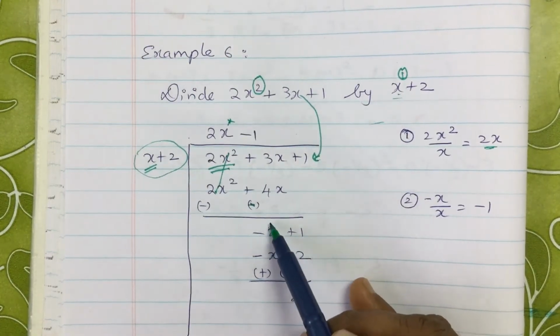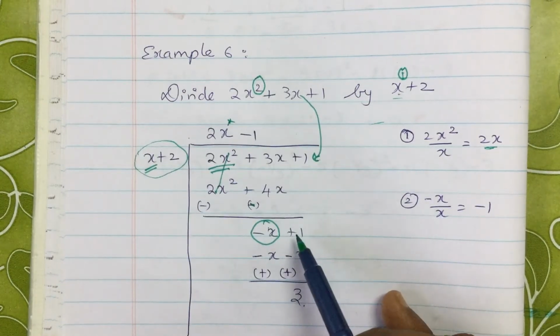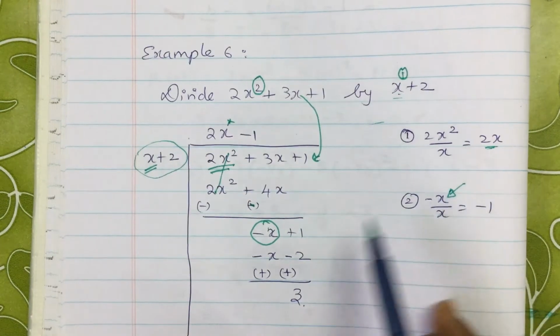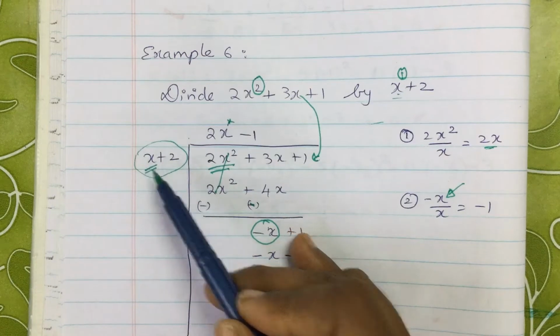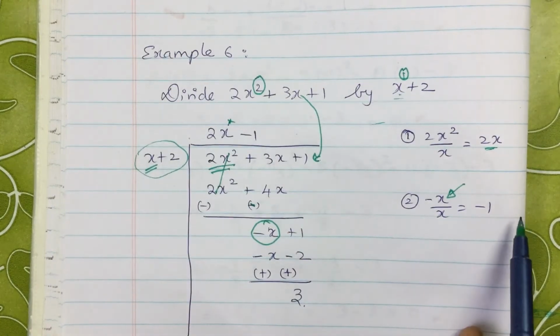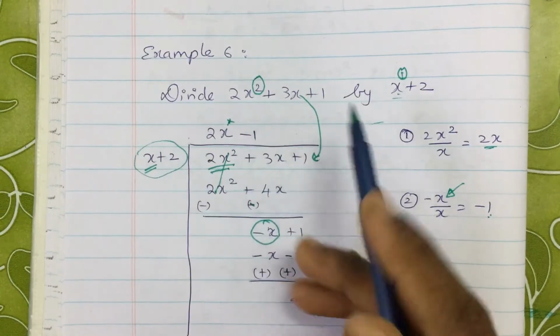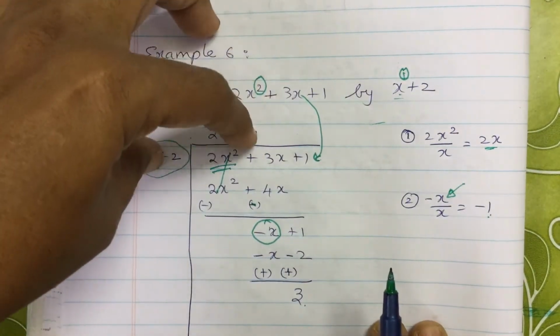Now what do you do? You take the first term of this line. I take the first term, that is minus x, and again consider the first term of the divisor, that is x. So we get minus x. Now we put this minus x in the quotient. Again you keep your fingers like this. This is minus 1, this is plus x, plus x.